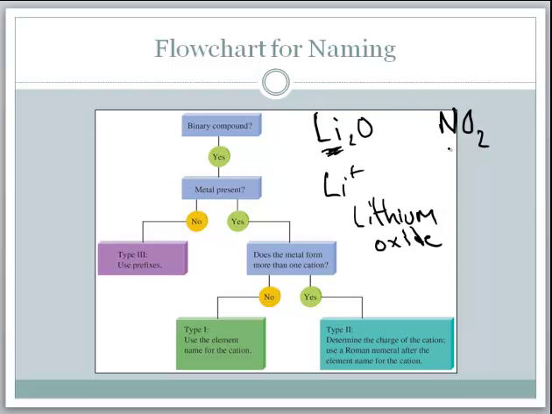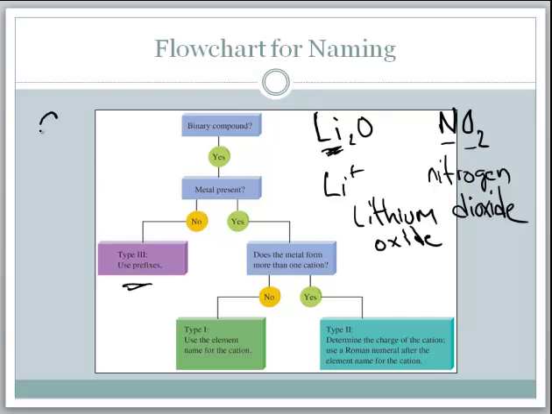On the other hand, here, is there a metal present? No, it's 2 nonmetals, so we're going to use our prefixes. Nitrogen dioxide.